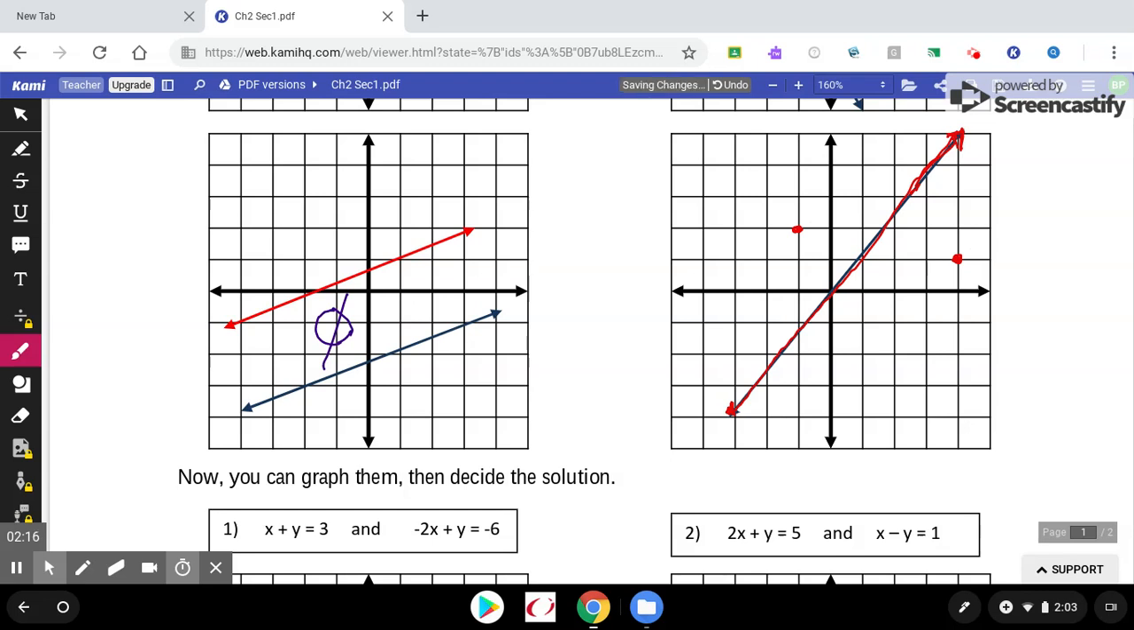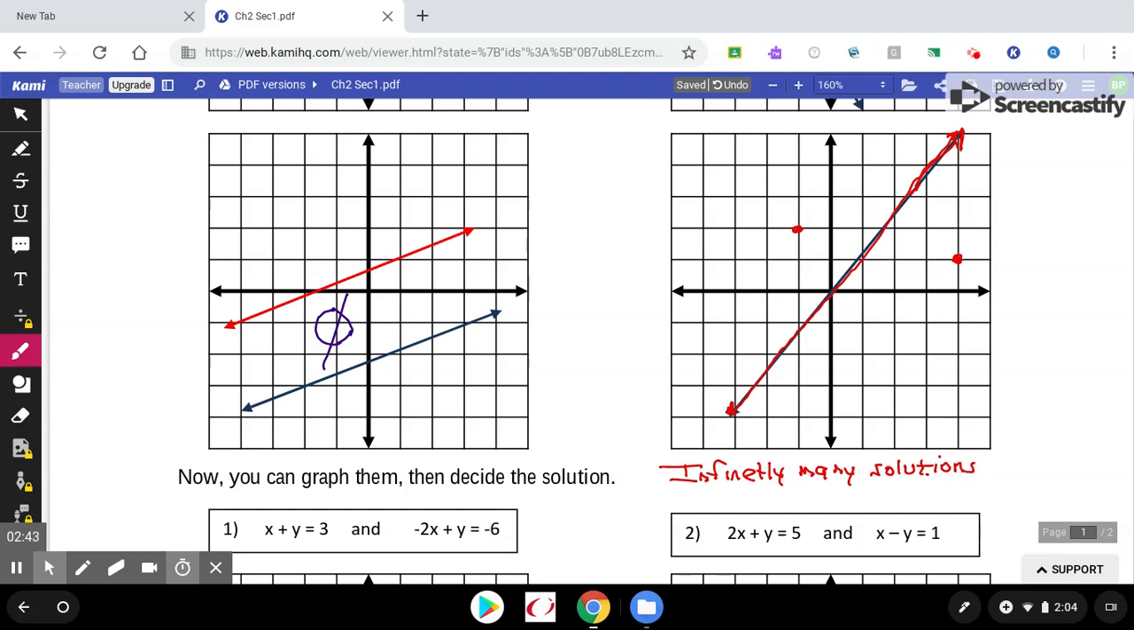So when we say, I'm going to write it down underneath the graph, infinitely many, you are implying that, yeah, there's an infinite number of solutions, but they're on that line. So infinitely many solutions. And there really is no symbol for that, unfortunately.